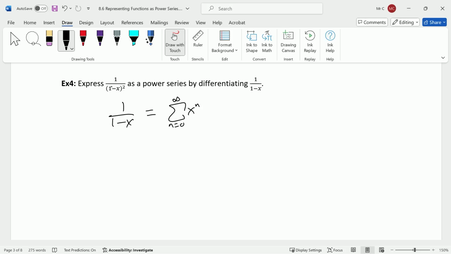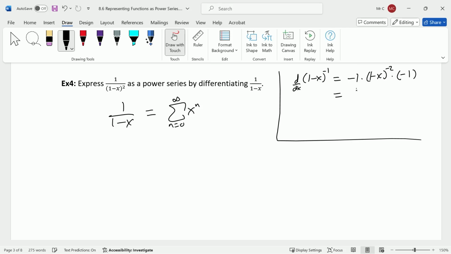But I look at this 1 over (1 minus x) squared, and it looks a lot like the derivative of 1 over 1 minus x. So let's just do that derivative off to the side. We'll compute it. The derivative with respect to x of (1 minus x) to the negative first power is negative 1 times (1 minus x) to the negative second power, times the chain rule inner derivative, which is negative 1. So the negatives cancel, and I get 1 over (1 minus x) squared.